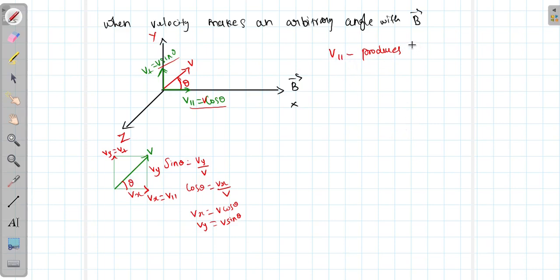So the parallel component produces linear motion, because the component which is parallel to the magnetic field is not affected by the magnetic field. V parallel is unaffected by the magnetic field. Do you understand this one? Yes, sir. And V perpendicular produces circular motion.